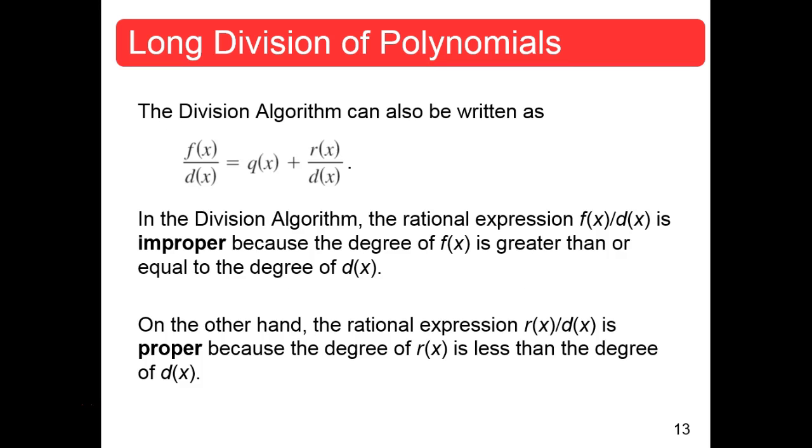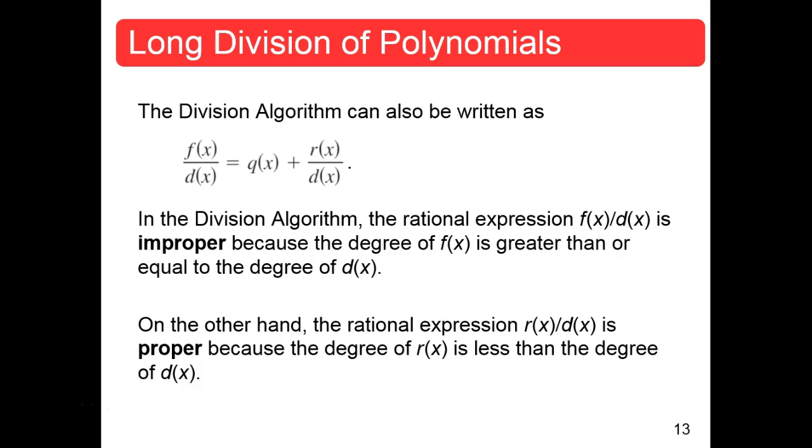There it is. It can also be written this way: f of x divided by d of x equals q of x plus r of x over d of x. What we first said. In the division algorithm, the rational expression f of x over d of x, this one, is improper. What makes it improper? The degree of the numerator is greater than or equal to the degree of the denominator. That's what makes it improper.